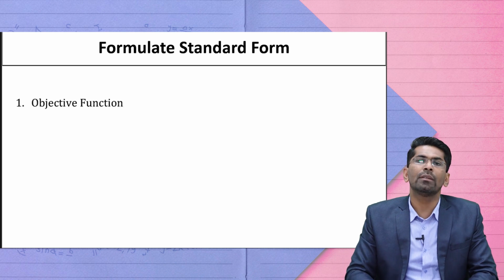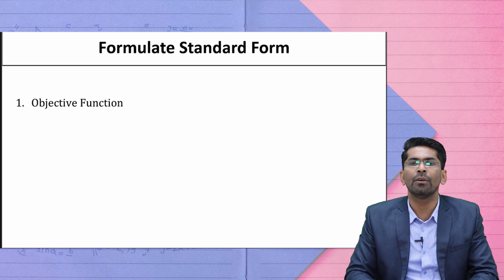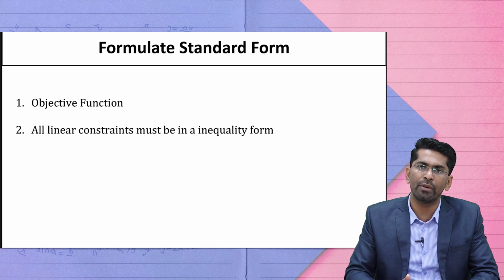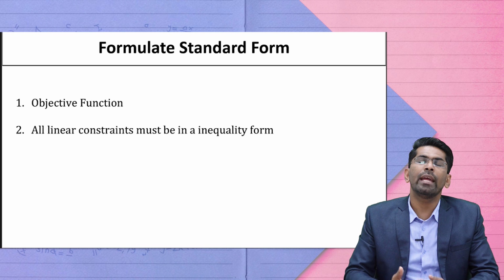The first one is the objective function, and here we have to identify what our objective function actually is, whether it is maximization or minimization, by specifying our decision variables. After identifying the objective function, the second step is that all linear constraints must be in inequality form. So, here we will identify the various constraints or limitations on the given problem, and accordingly we will express them either in the form of greater than or equal to, or less than or equal to.